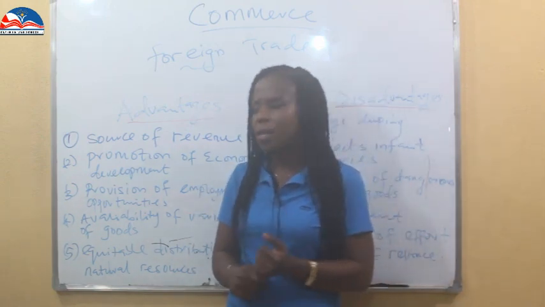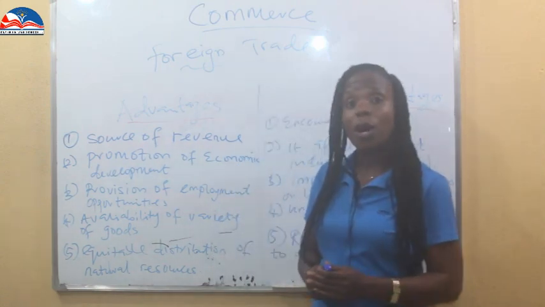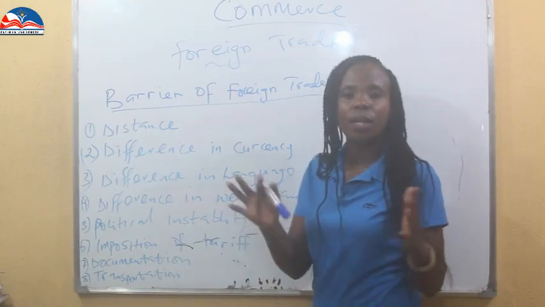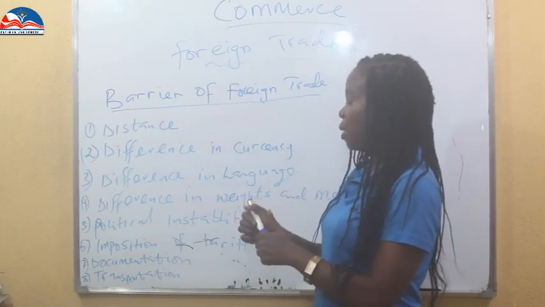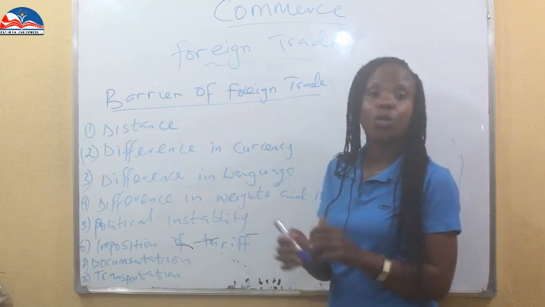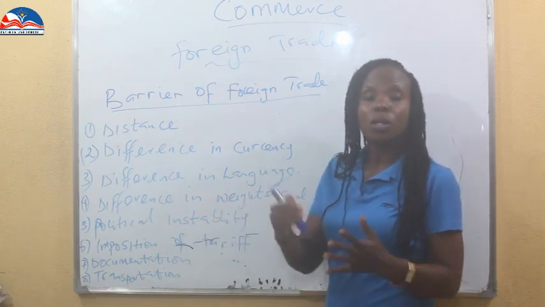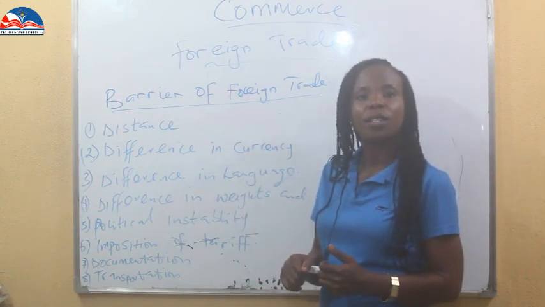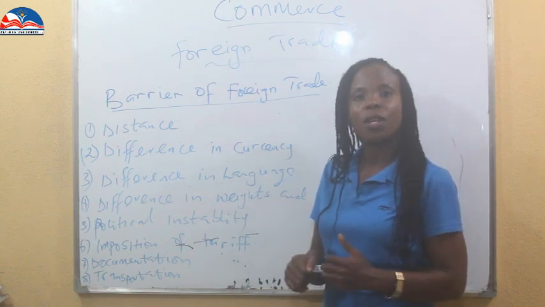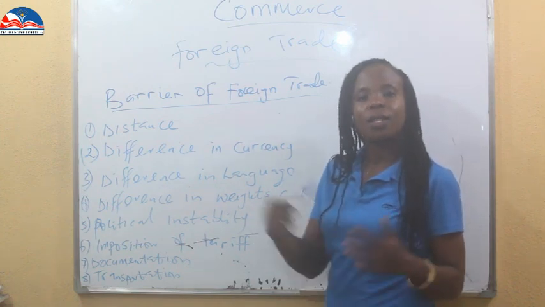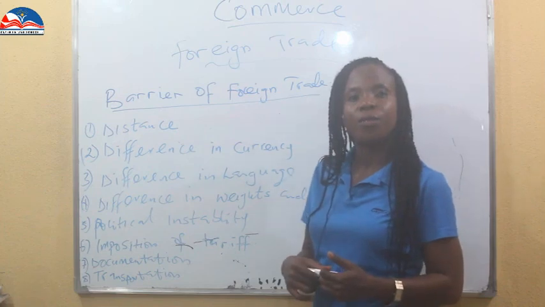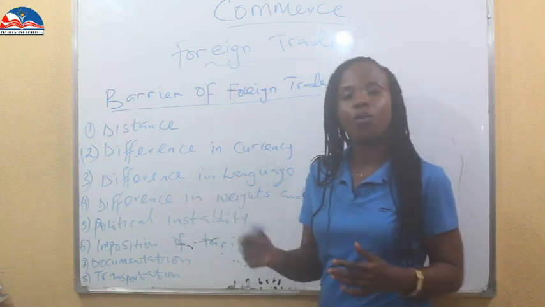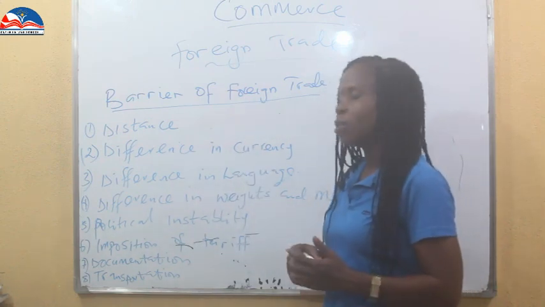Now we're going to the next objective for our class. Now let's see the next. Barriers to foreign trade is our next objective and the last for this class. Number one is distance. Because trade is carried out between two or more countries, the distance is always far. Look at the distance between Nigeria and China, Nigeria and Australia, Nigeria and US. The distance is very far, unlike internal trade where you can move from one place to another to carry out trade. Here it is not easy.